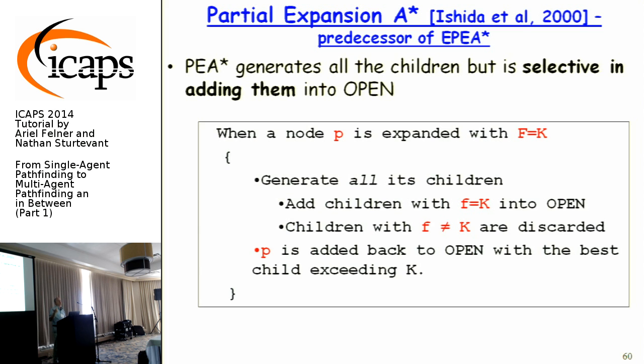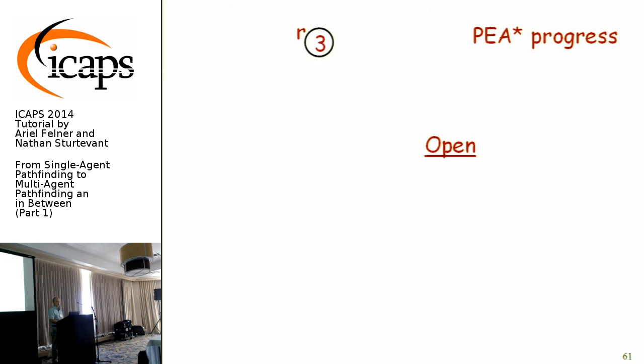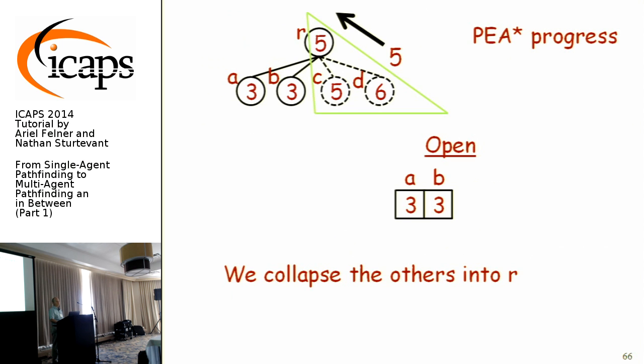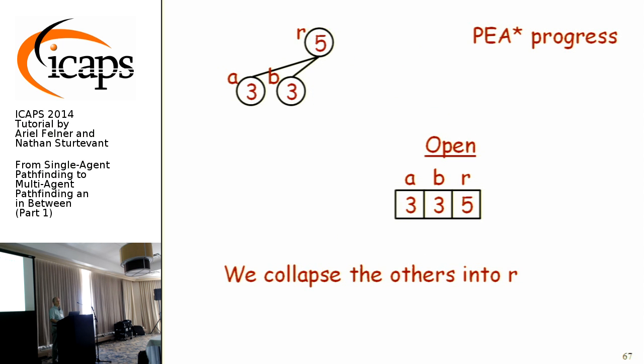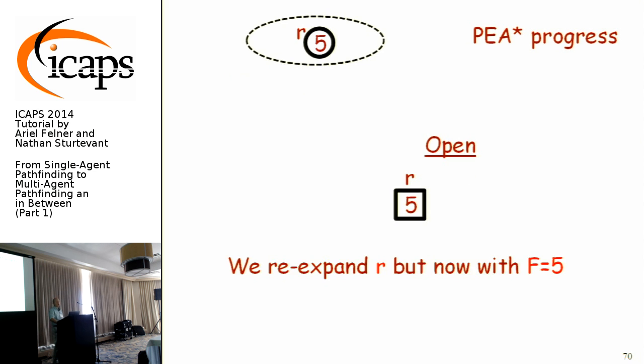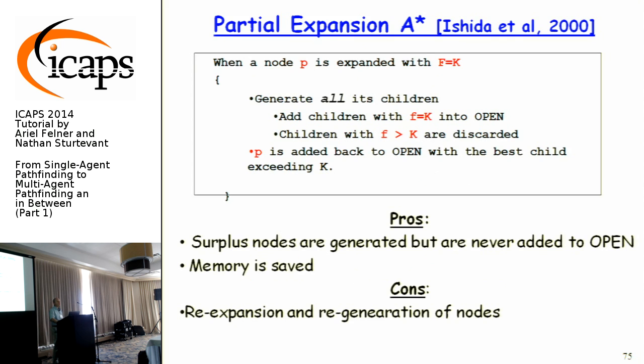If my current f is k, I'm generating all the children, but I'm only adding to open those with f equals k. The rest are discarded, but I'm keeping track of them because the parent will now go with the best f value of the remaining children. Like this, okay? I'm generating all of them. These guys are discarded. The root now has 5 because it's the next child. And that's all, okay? Now let's say these are not the goals. Now I expand the root again, and so on. This is partial expansion A star.